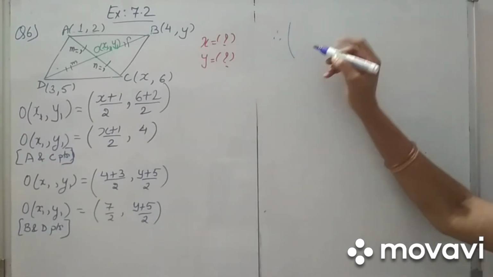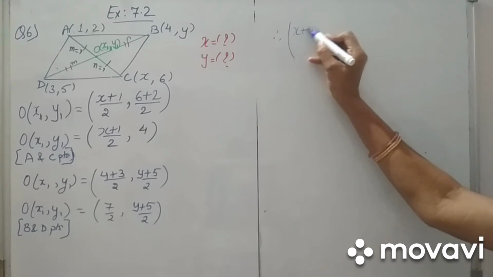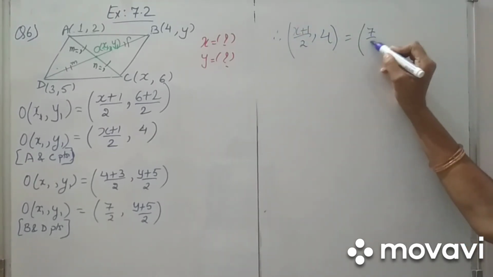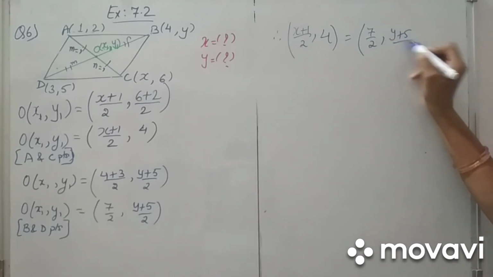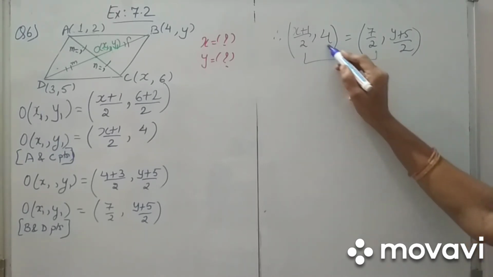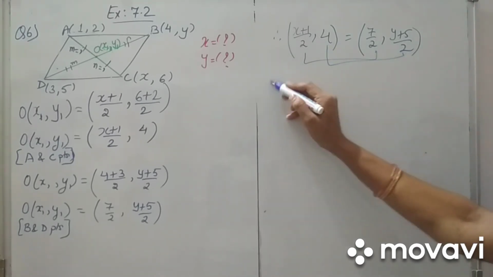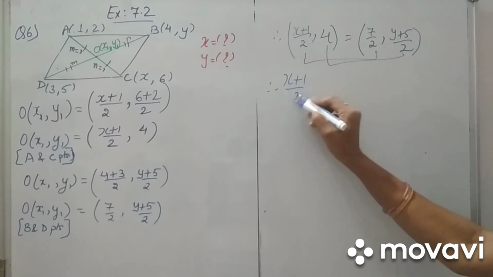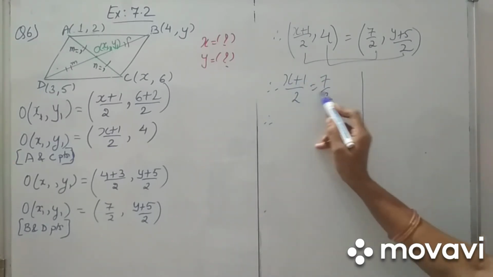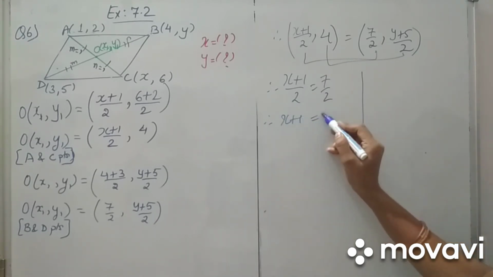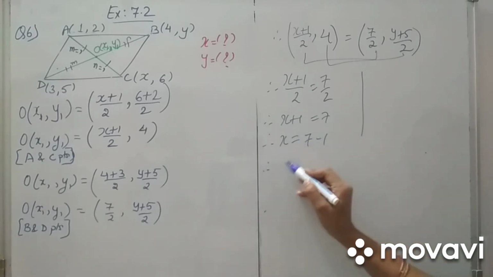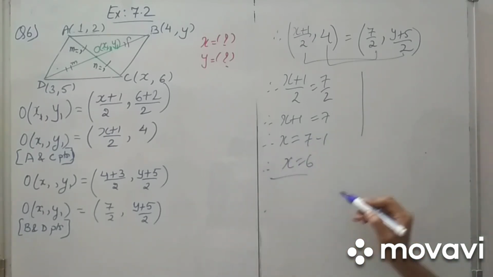Therefore, x plus 1 upon 2, 4 is equal to 7 upon 2, y plus 5 upon 2. So compare x coordinates and y coordinates. Therefore, x plus 1 upon 2 is equal to 7 upon 2. So 2 in denominator is cancelled out. So x plus 1 is equal to 7. Therefore, x is equal to 7 minus 1, x is equal to 6.